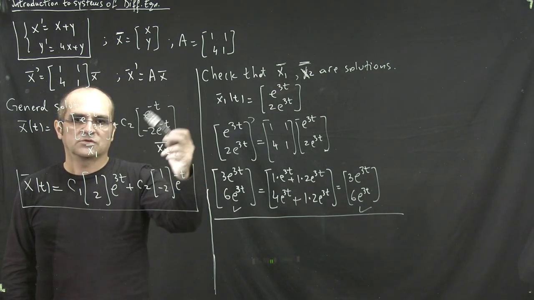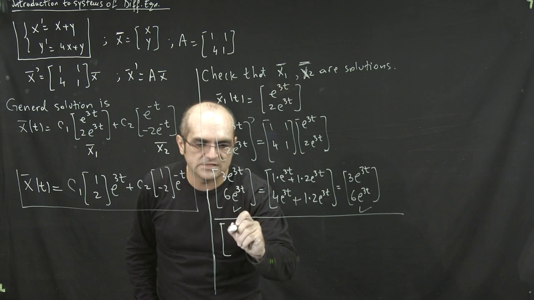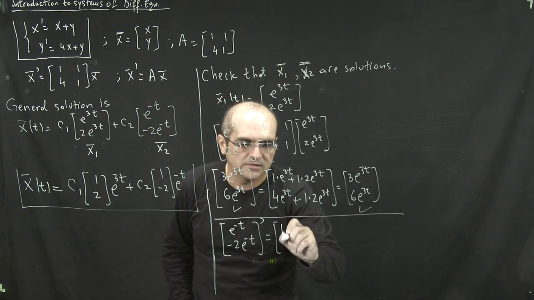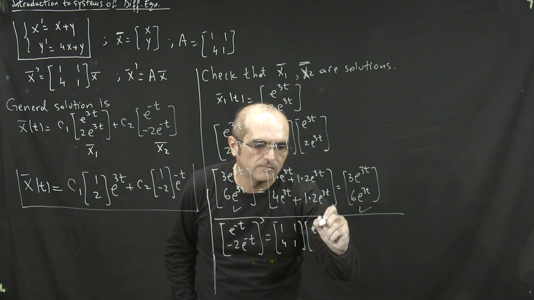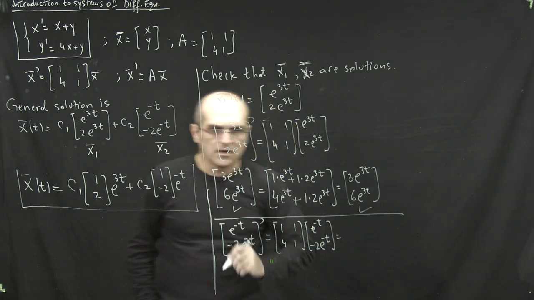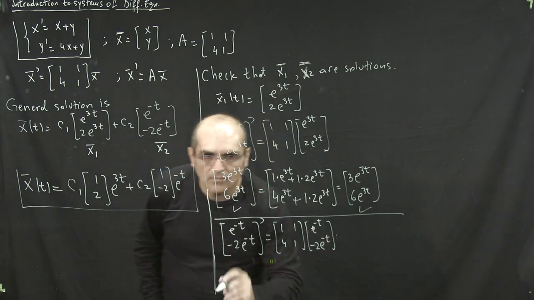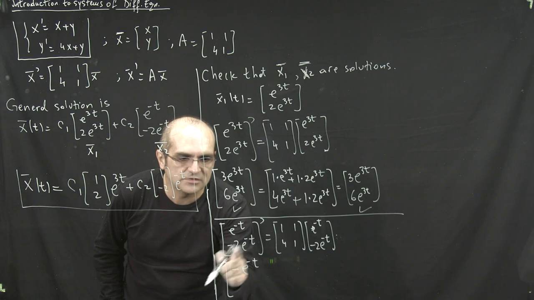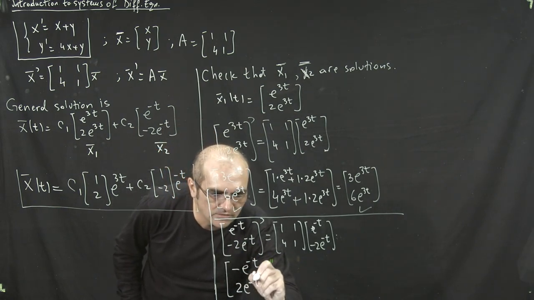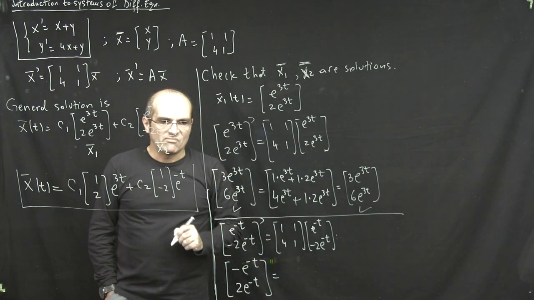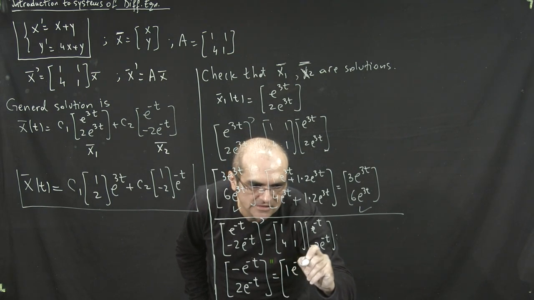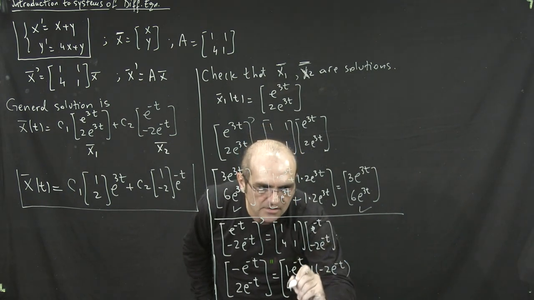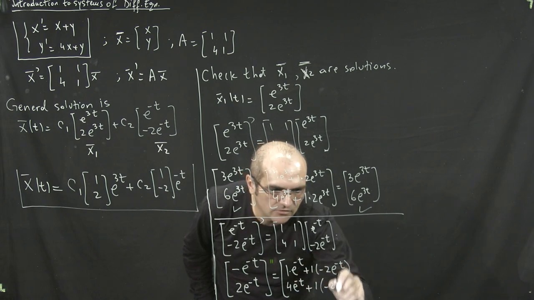This one, e to the minus t, minus 2e to the minus t. So again, we're going to plug it in the left side of the system, take the derivative, and on the right hand side, we're going to multiply it by the matrix of the coefficients. The derivative of the first is minus e to the minus t. Here we have a double negative, so be careful: minus 2 times minus 1 becomes 2e to the minus t, when you do the chain rule. Now the matrix multiplication: we have 1 times e to the minus t plus 1 times minus 2e to the minus t. And now the second row times the column: 4e to the minus t plus 1 times minus 2e to the minus t.